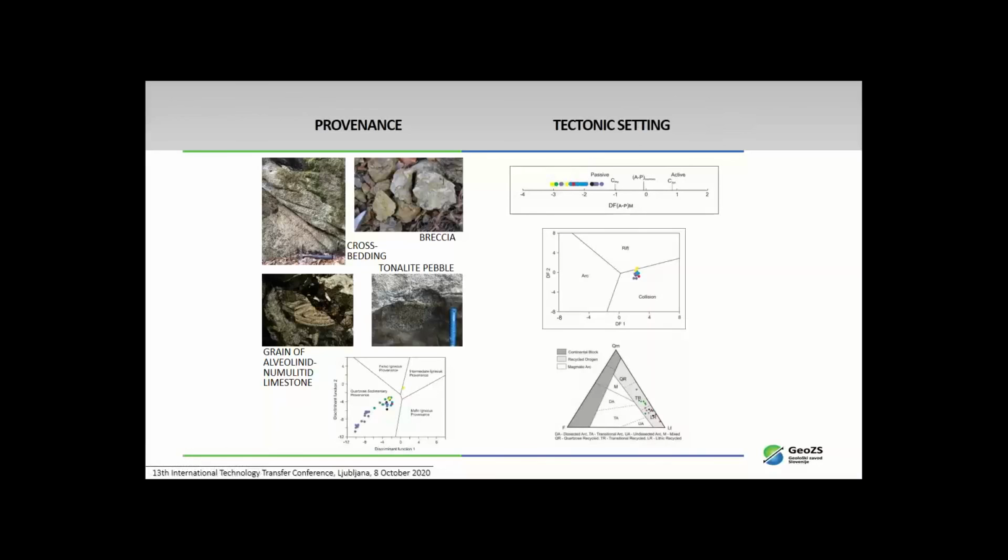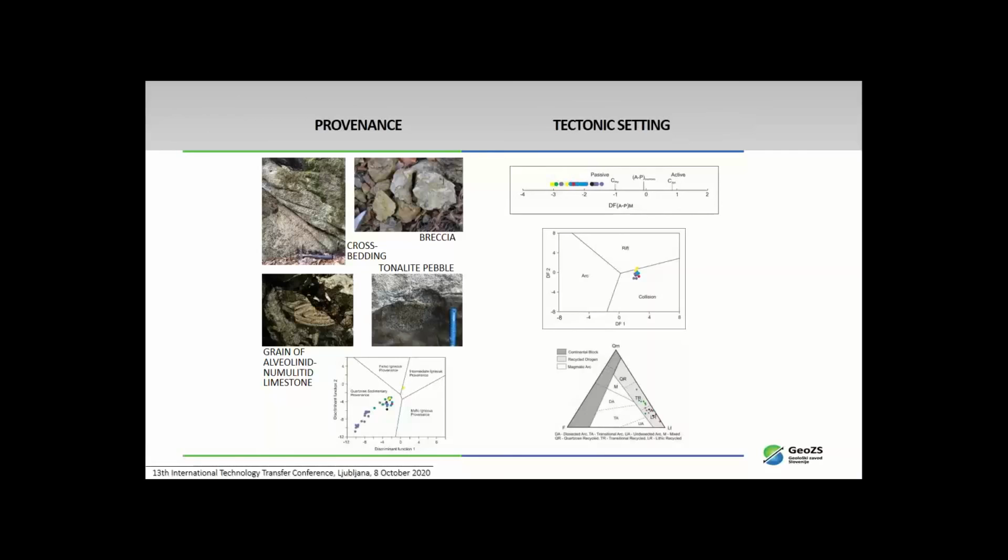Based on the result of different discriminant functions and triangular plots, sediments were subjected to different tectonic settings. Collisional, which is related to the collision of the Adriatic and Eurasian tectonic plates and the formation of the Alpine origin, and drifting related to the formation of the Pannonian basin system.